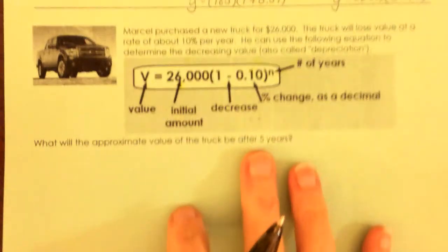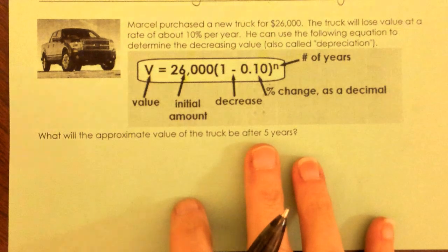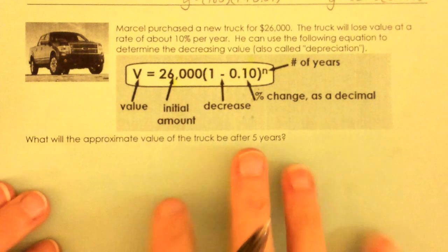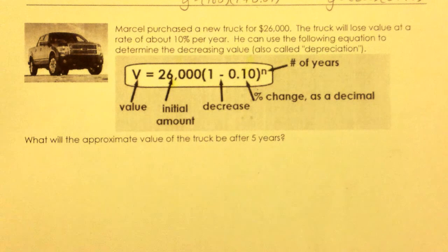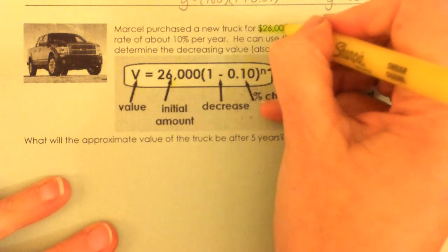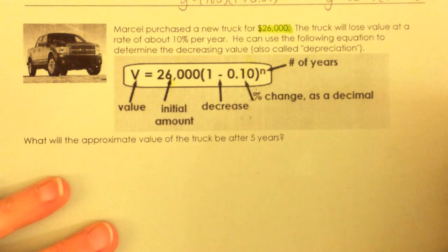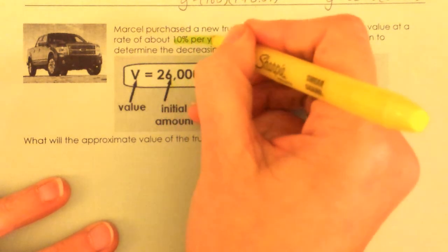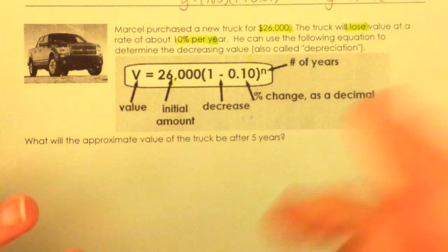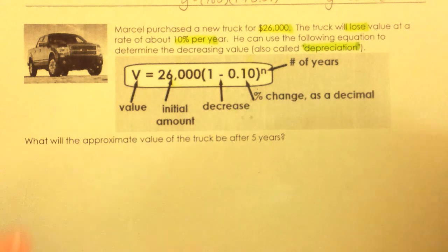So let's look at this last problem. We're going to do this one together. It says Marcel purchased a new truck for $26,000. So his start value was $26,000. The truck will lose value at a rate of about 10% per year. So we're going to say it's depreciating. And they call this depreciation. Appreciation is where something grows.